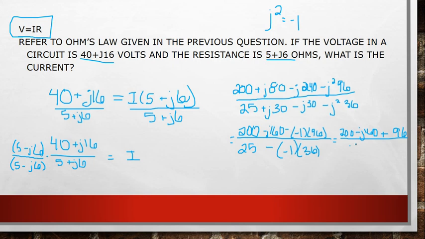divided by 61, and that would be what my current is. 296 minus a j160 divided by 61.